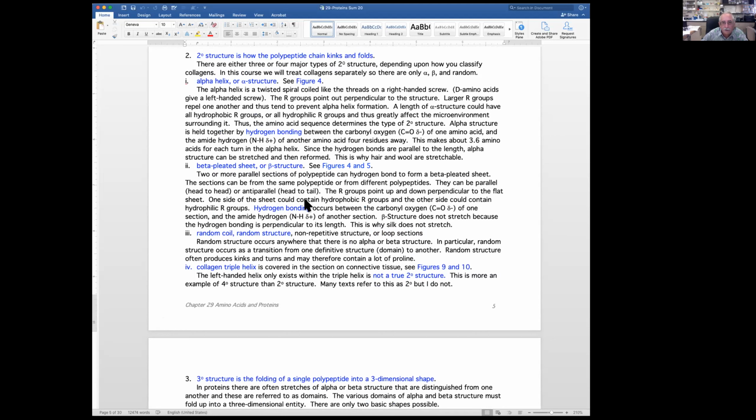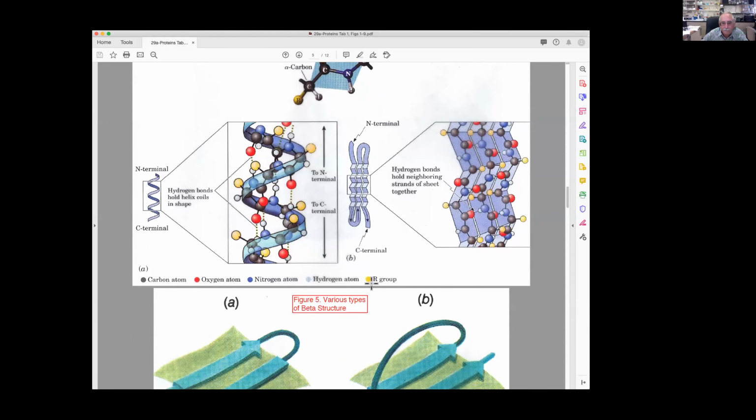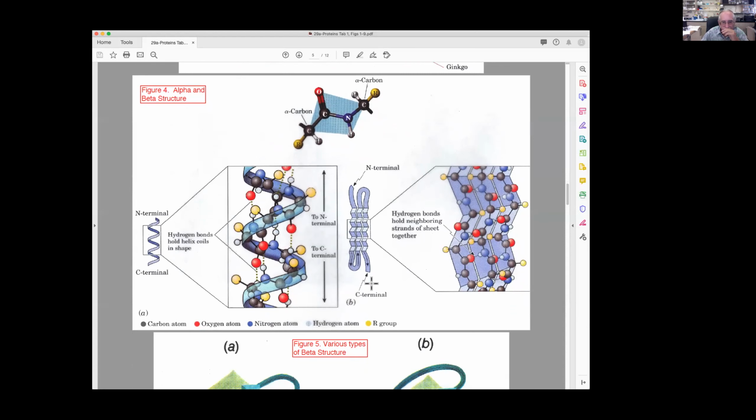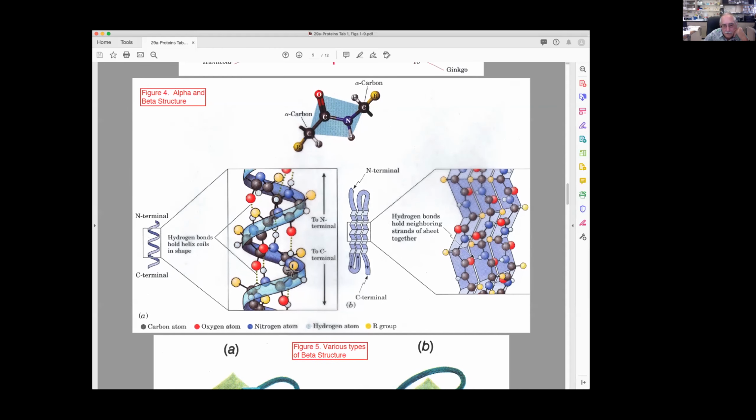So let's see, find this again. Oh, okay. So here's kind of a view of alpha and beta structure. Okay. So here's an alpha helix right here, right? So what holds the alpha helix together? These are hydrogen bonds right here between the carbonyl oxygen of one and the amino group of another. Doesn't really show very well there.